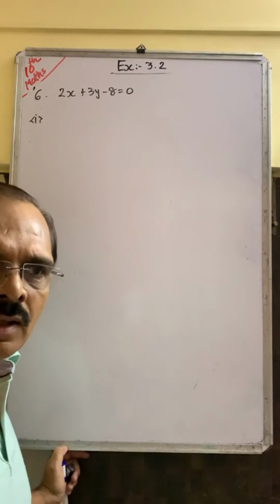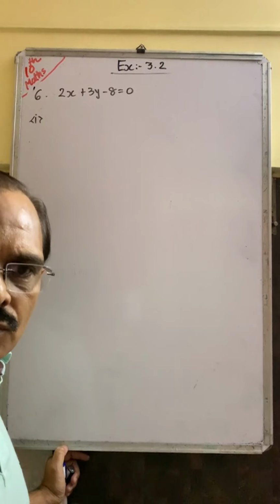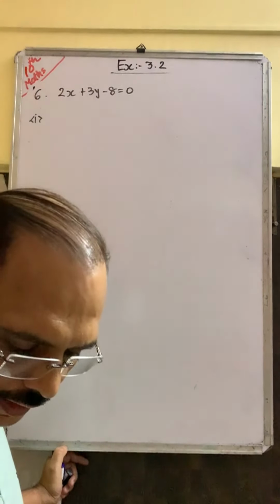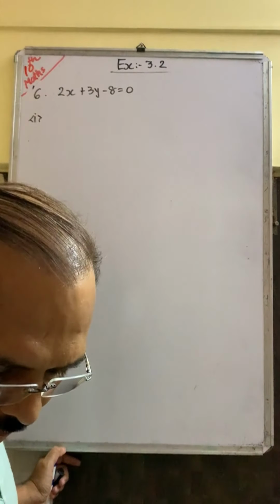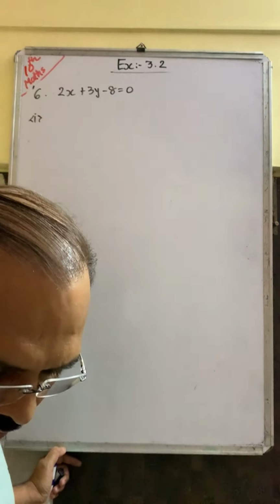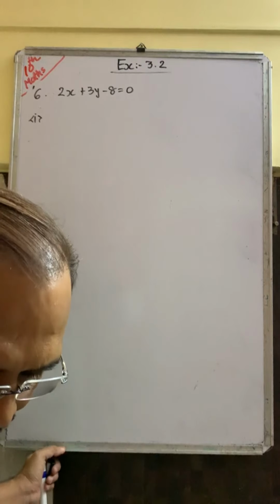Is it okay? One equation is given, you have to write another equation, but in such a way that solution is intersecting line.